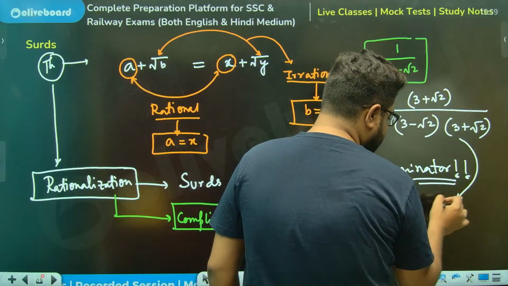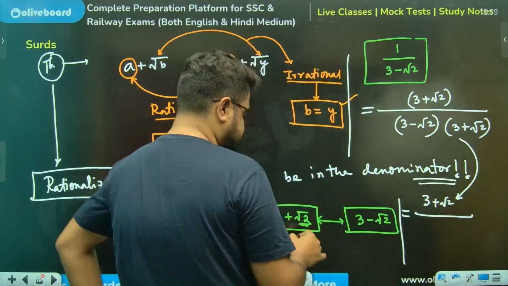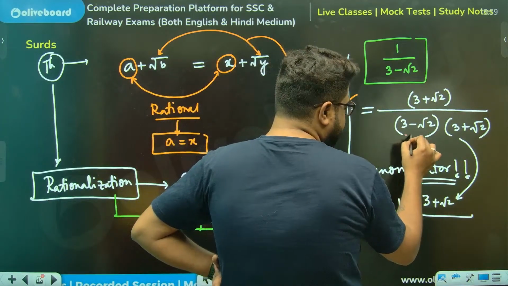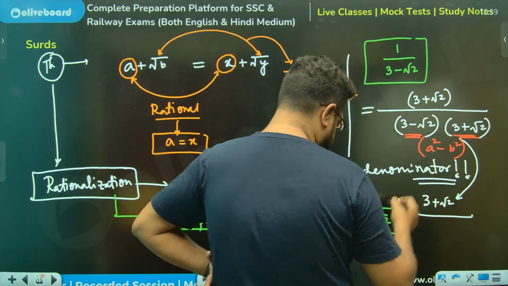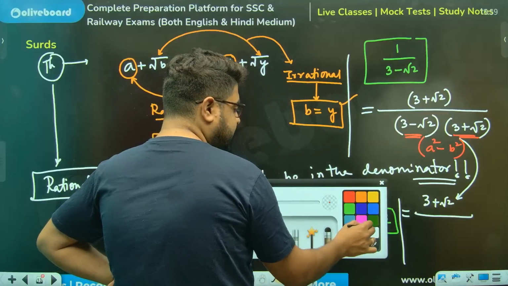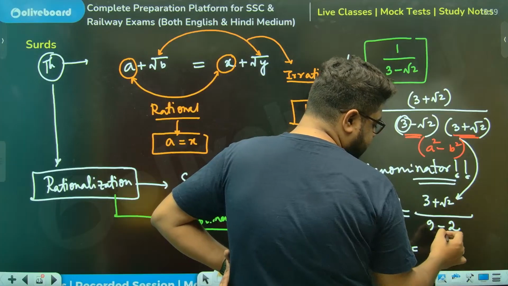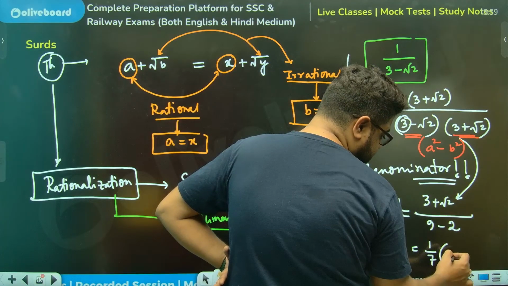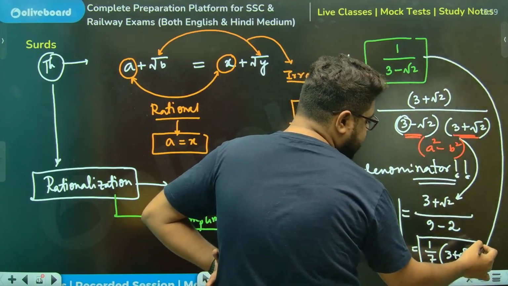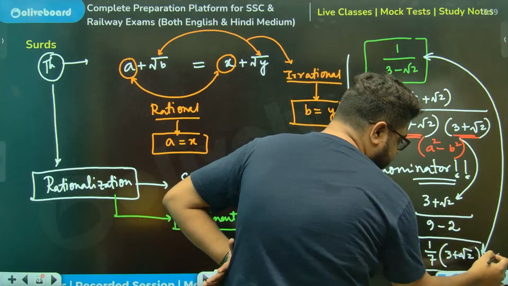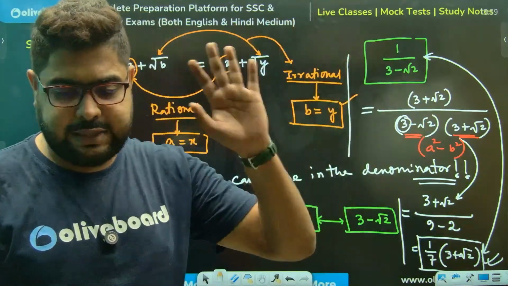So if you do that, I'll be having 3 plus root 2 in the numerator, and over here, sir, you see, a minus b into a plus b will give me a squared minus b squared. So 3 squared is 9, minus root 2 squared is 2. So that means 1 by 7, 3 plus root 2. Ultimately, please understand, this thing and this thing are both the same. But I always need to represent a surd like this, not like this. Now, there are two ways here.